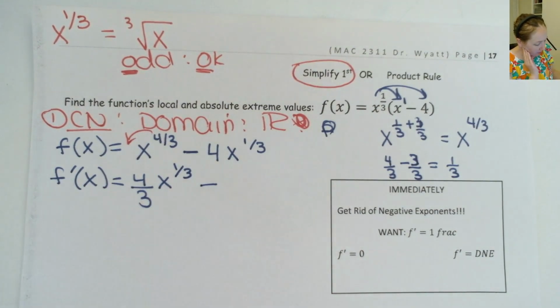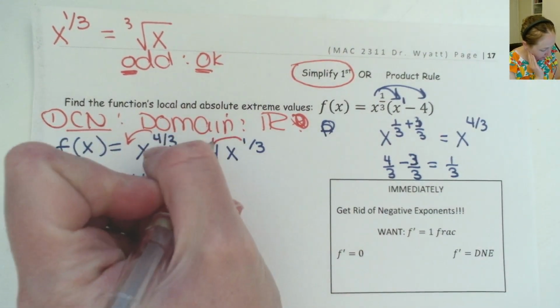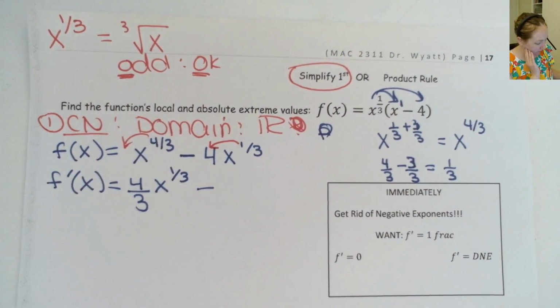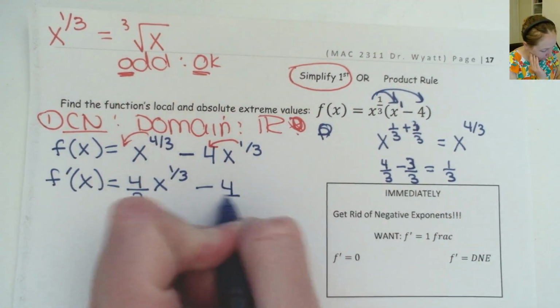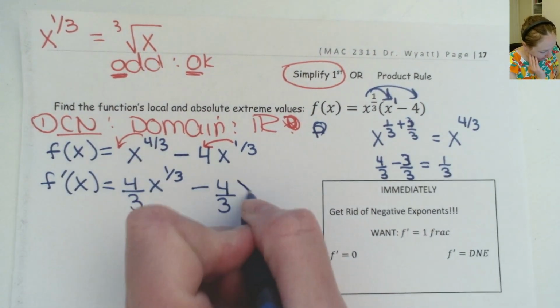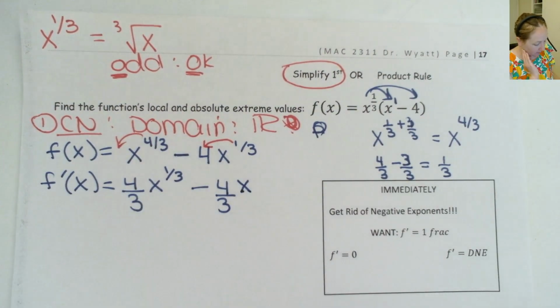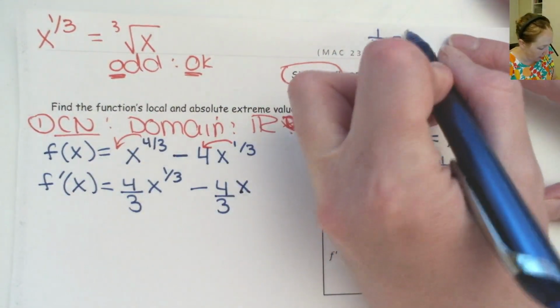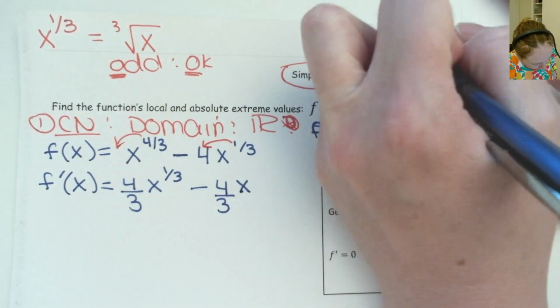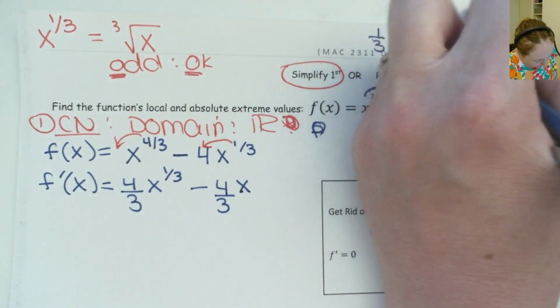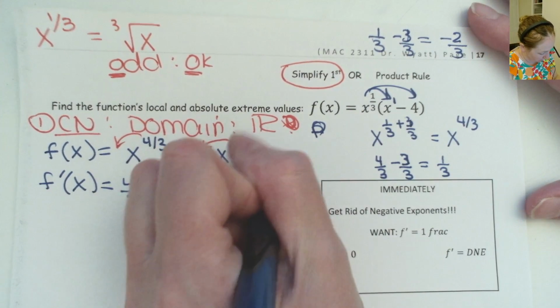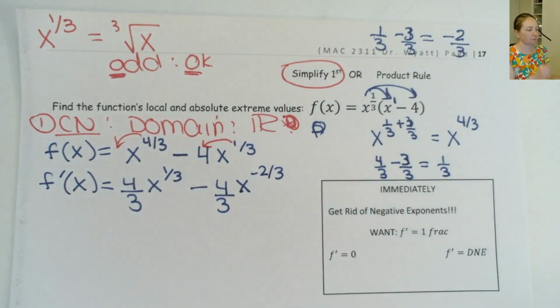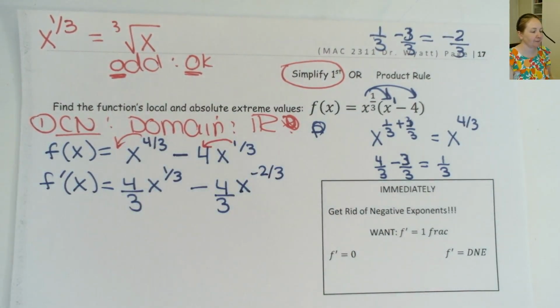Then I'm going to multiply 1/3 times 4. That will give us 4/3 x. And then I'm going to take 1/3 minus 1. That will change into a 3/3. So I get negative 2/3. Okay. So that is my derivative.